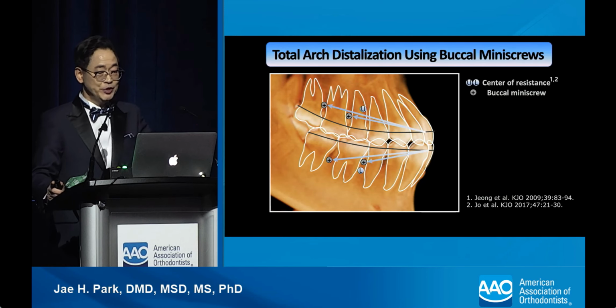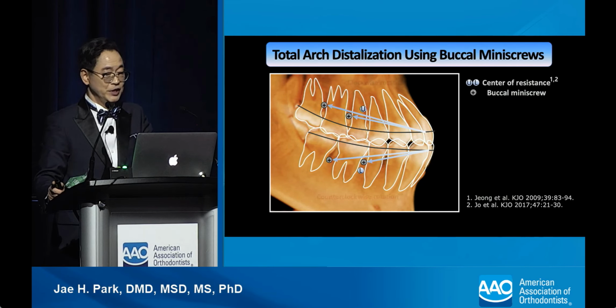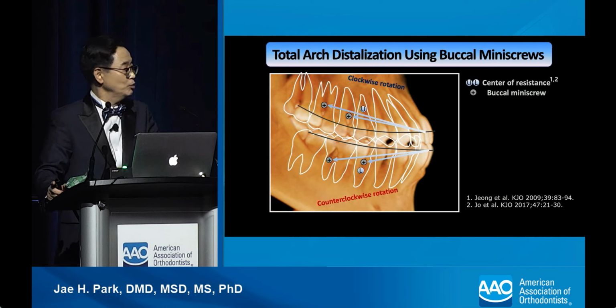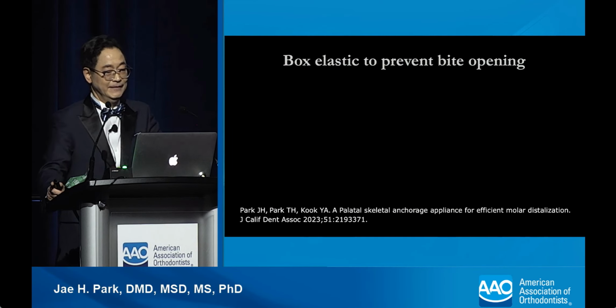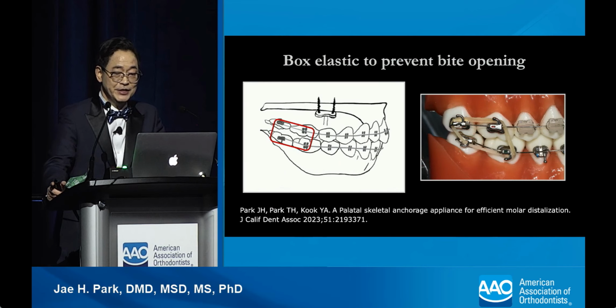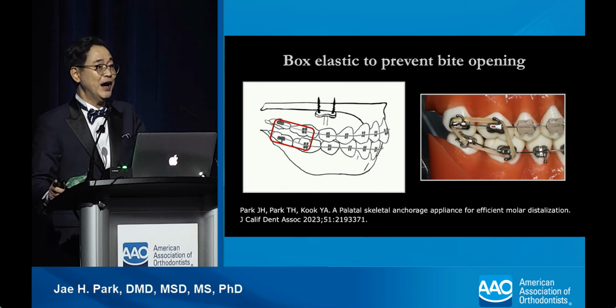Because of the center of resistance of the upper and lower arch, after using miniscrews, you can see clockwise and counterclockwise rotation of the occlusal planes. We can use box elastics to prevent posterior bite opening.